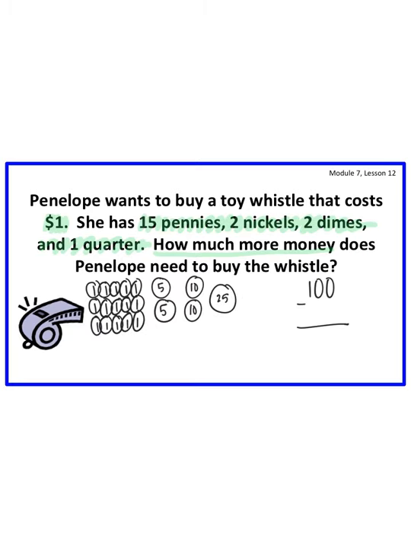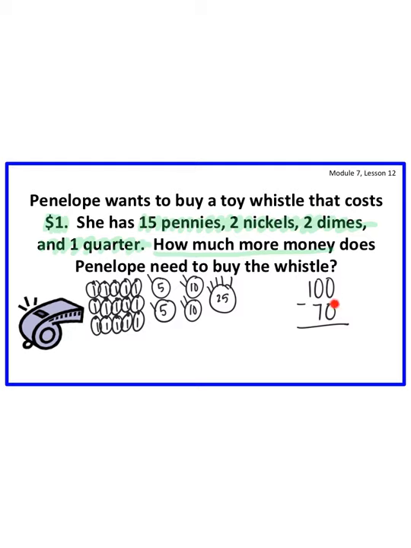All right, so let's first figure out how much Penelope has to start with. So 5, 10, 15, 20, 25, 30, 35, 40, 45, 50, 55, 56, 57, up to 70. So Penelope has 70 cents. So now we need to figure out if we need $1 for the whistle and she has 70 cents, how much more money does she need to find?